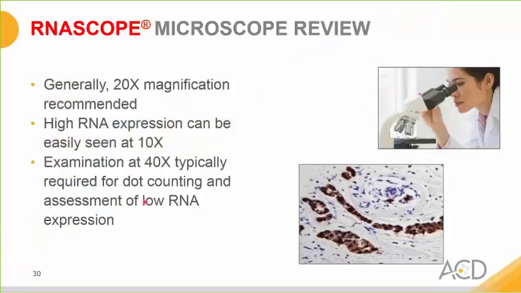Moving on to manual scoring. In general, manual scoring can be performed at an approximate 20x magnification. If high RNA expression is evident for a given biomarker in a given RNAscope assay, that expression can typically be seen at 10x magnification. For lower expressors, examination at 40x magnification typically is required, both to determine whether the dots are there or not, as well as to potentially count the dots and assess these low RNA expressors.